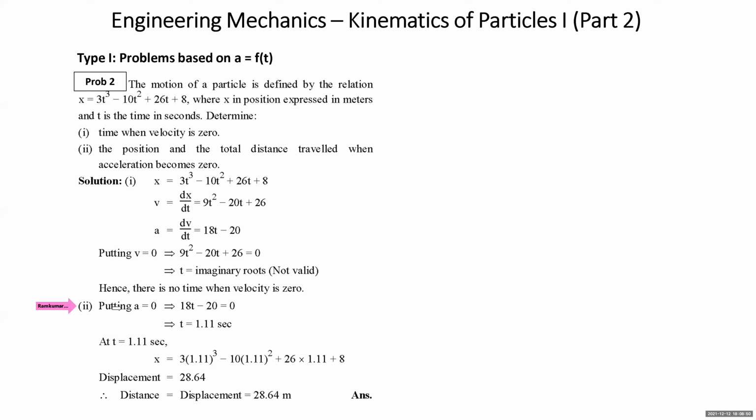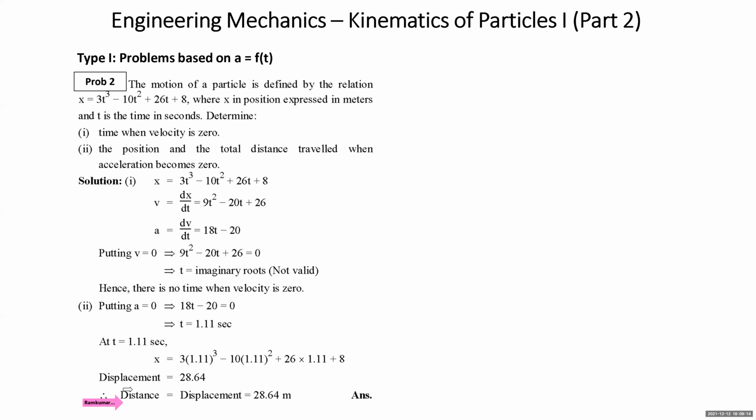Now, in the second part, he's asking you to find the position and distance traveled when acceleration becomes 0. So put acceleration as 0. Acceleration, we arrived at 18t minus 20, equated to 0. You get t is equal to 1.11 second. At t is equal to 1.11 second, you can find displacement. Just substitute the value of t and you'll get the displacement. Displacement is equal to distance also here.